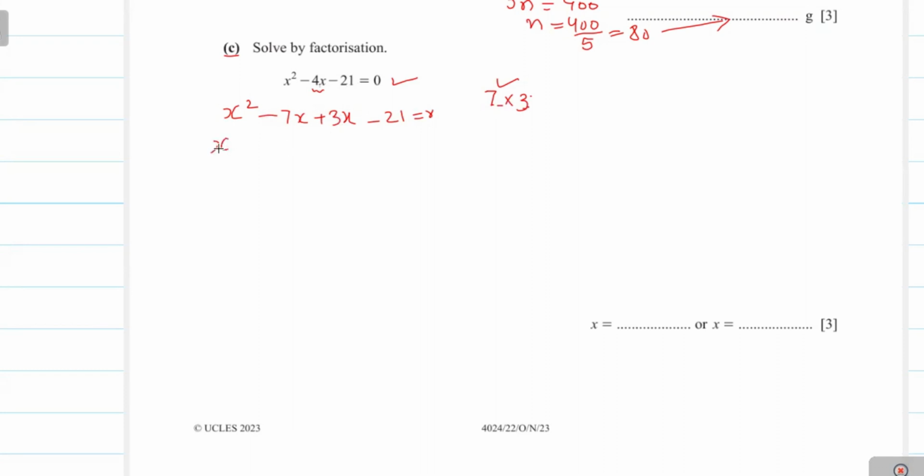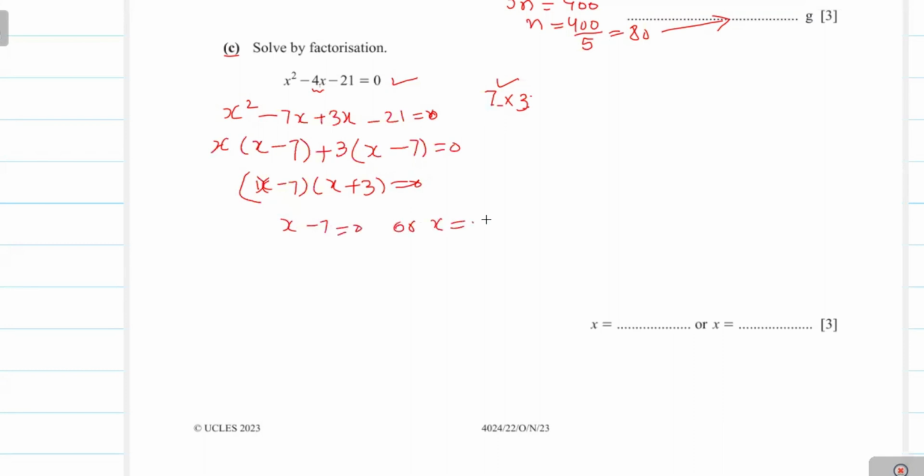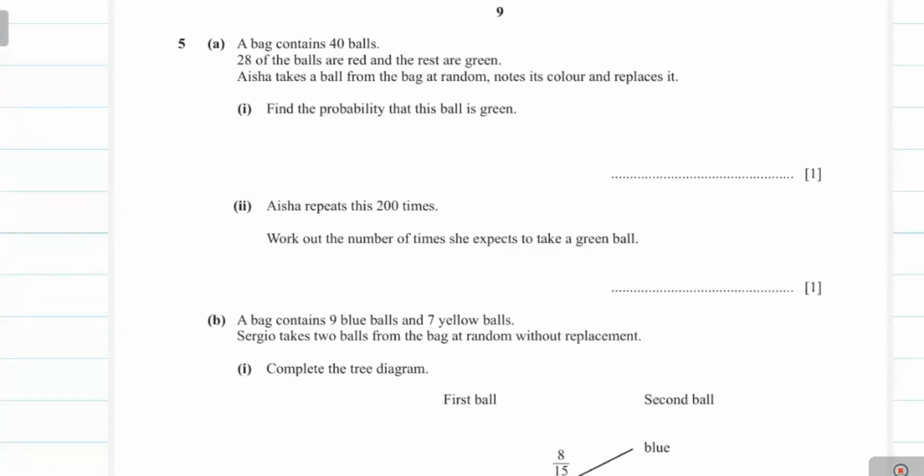Next, we take x as common. Now this becomes x minus 7, and plus 3 we take common. It becomes x minus 7 equal to 0. And x minus 7 into x plus 3 equal to 0. We can write x minus 7 equal to 0 or x plus 3 equal to 0. And therefore x equal to 7, and here x equal to minus 3, and the answer is 7, minus 3.